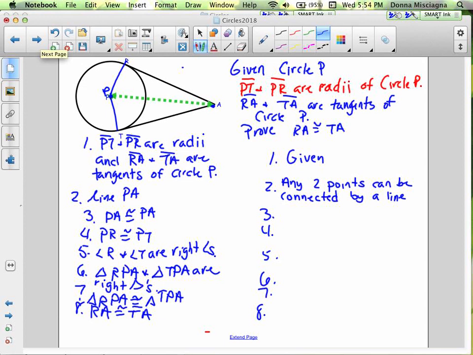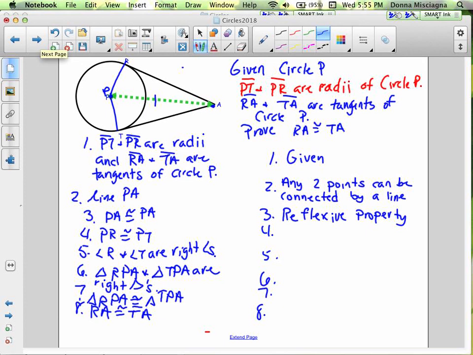So PA is congruent to PA. All right, well, how do we know that segment is congruent to itself? That's the reflexive property. And if you notice here, together the two radii and the two tangents and that line PA that we've drawn create two triangles. So maybe we're going to do something with congruent triangles to be able to prove the tangents are congruent. And if you were thinking that, you're exactly right.